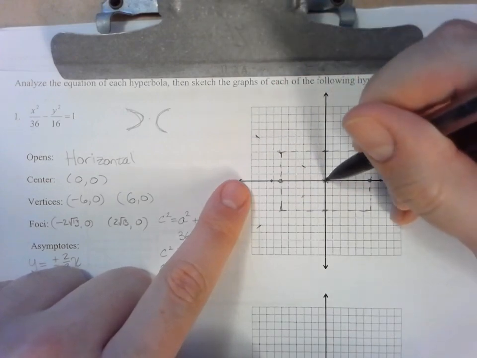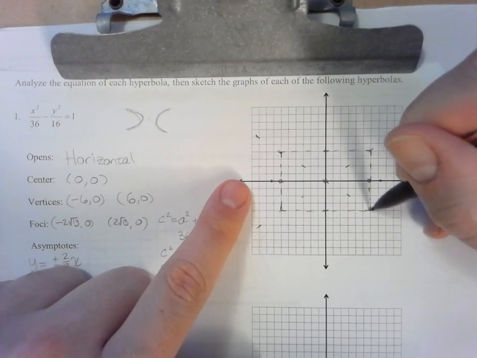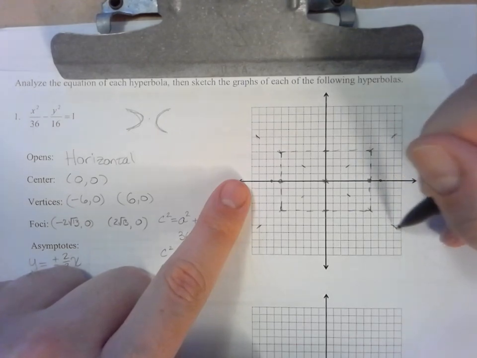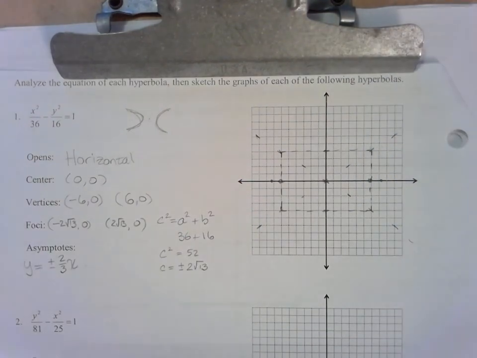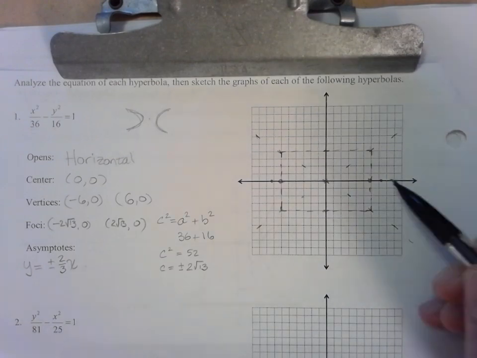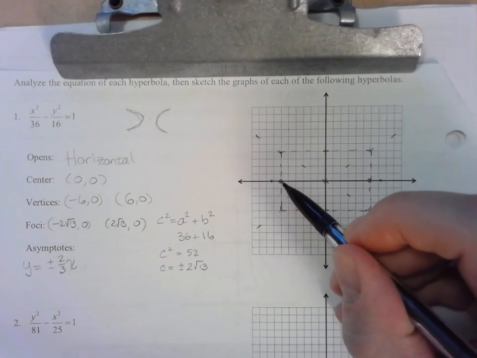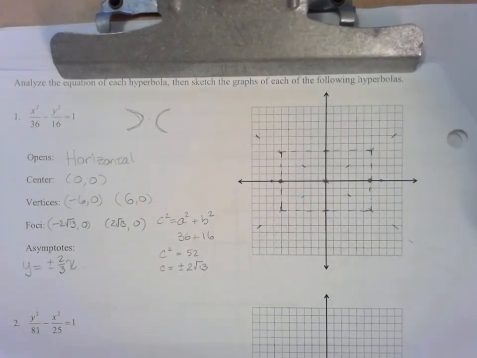Down 2, right 3, down 2, right 3, down 2, right 3, down 2, right 3. These are our asymptotes. Now let's sketch a picture. We only know 2 points that are on the hyperbola themselves. They are the 2 vertices.